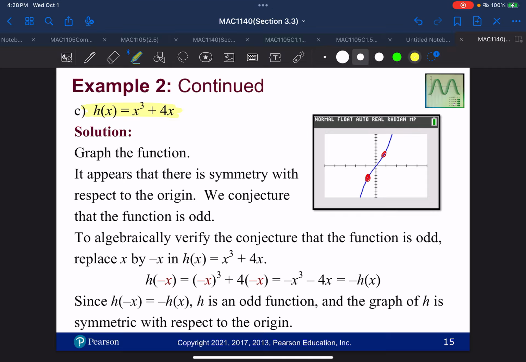But to test this algebraically, we can plug negative x into h. So we would be replacing all the x's with negative x. Negative x cubed is still negative x cubed, and 4 times negative x is negative 4x. So this is the opposite sign of our original h of x. So this is equal to negative times h of x, which again tells us that this is odd, and that it's symmetric with respect to the origin.